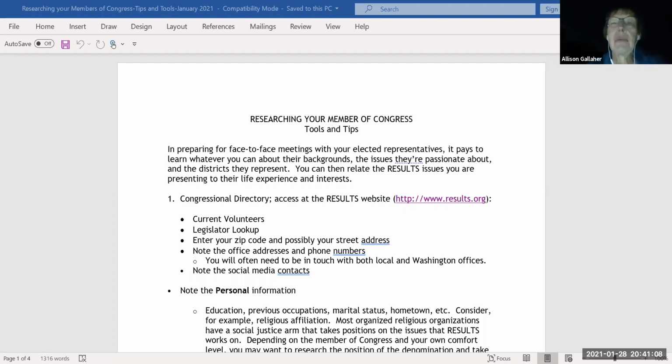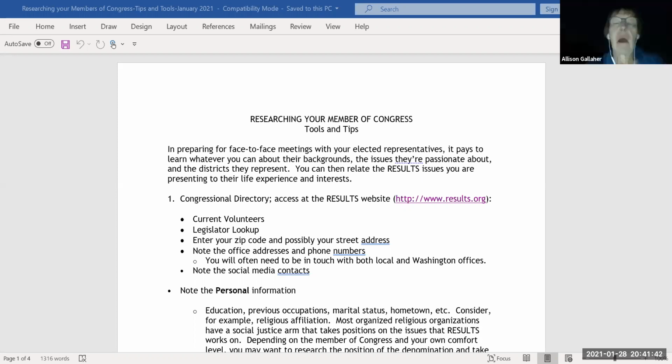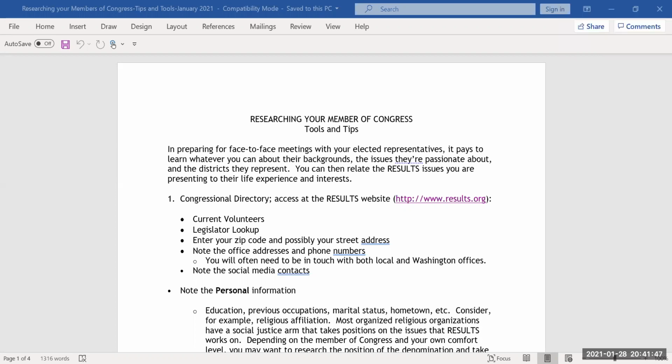The first thing I want to tell you about is a resource that is available on the results webpage. You get it by following the link Current Volunteers that is right at the top. And then there's a choice in the right column under Current Volunteers that says Legislator Lookup. We're not quite seeing it yet, Allison. So did you not switch at all, or is it just not loaded? No, doesn't look like it's loaded.